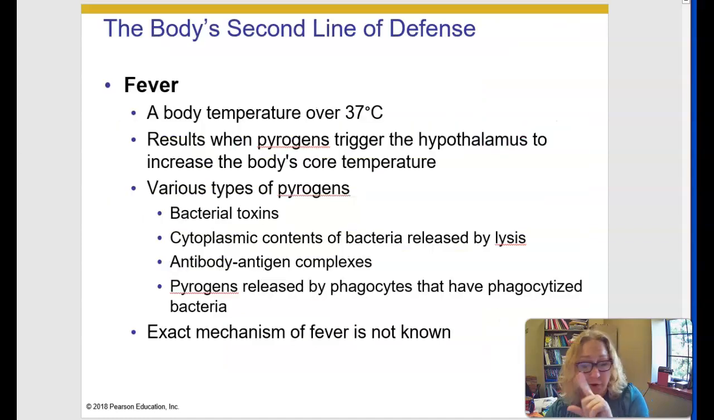And, not to forget, because we have one minute left in this video, fever, a body temperature over 37 degrees Celsius or 98.6 Fahrenheit. Because why? Pyrogens. Remember? Pyrogens trigger the hypothalamus to increase the core body temperature. Various types of pyrogens are bacterial toxins, cytoplasmic contents of bacteria released by lysis. So when the bacteria gets lysed, it causes a fever. Antibody-antigen complexes and pyrogens released in phagocytosis are others. The exact mechanism isn't as known as we'd like you to believe in these classes.